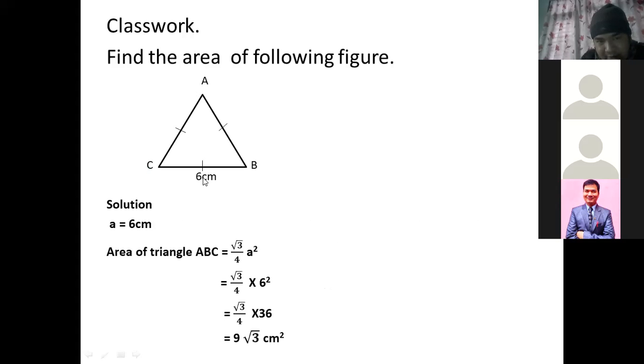Here A means the side is given as 6 centimeter. Area of triangle equals root 3 by 4 A square. That means root 3 by 4 into 6 square. 4 nines are 36. The 9 is root 3 centimeter square, which is the area of this equilateral triangle.